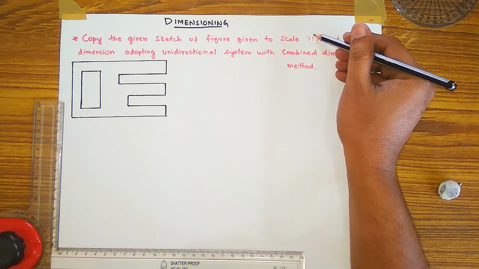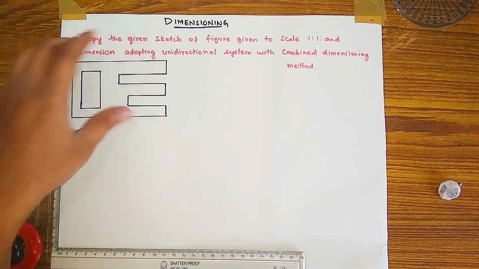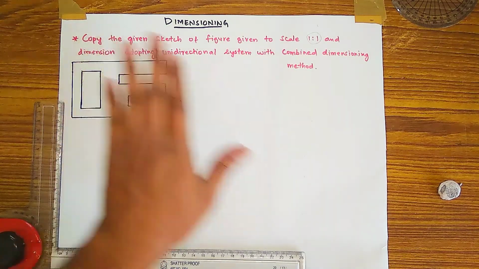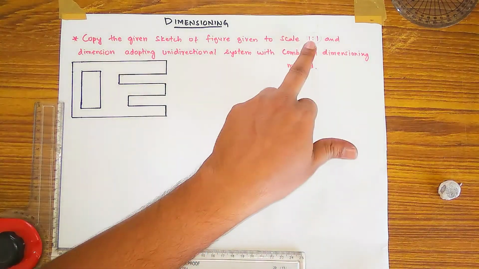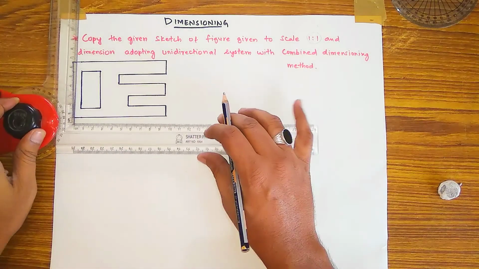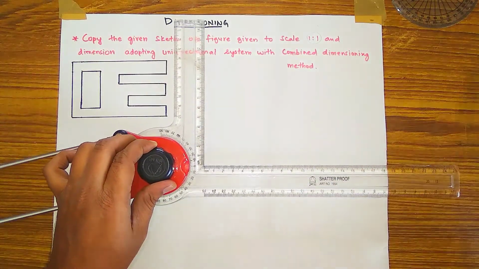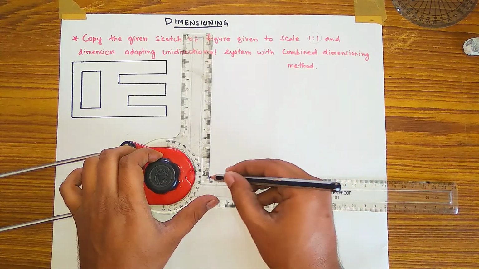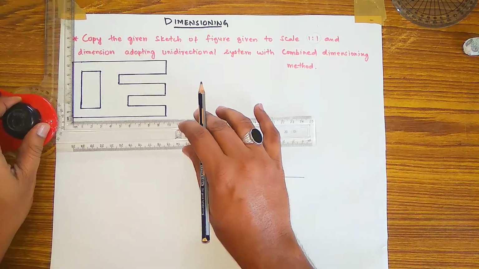Full scale means whatever dimension given in the question, how much dimension he has given for each line, the same dimension you have to draw in your solution. So full scale means you draw the same. Okay, so how to draw this? First you have to measure the line. How much? 10 centimeters. So you have to draw 10 only. Same. Like this, 10. Each line you have to draw the same.